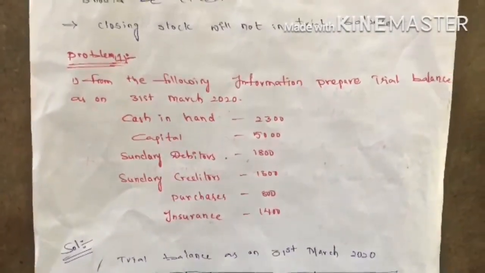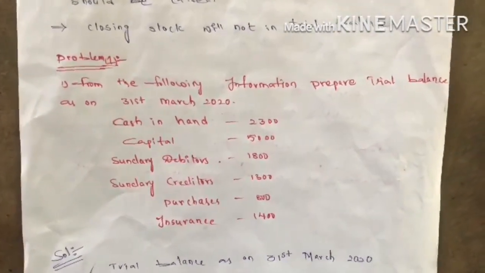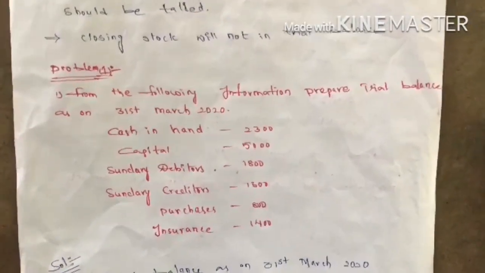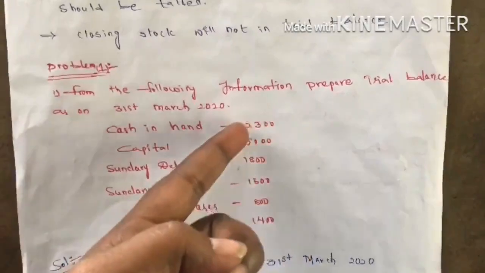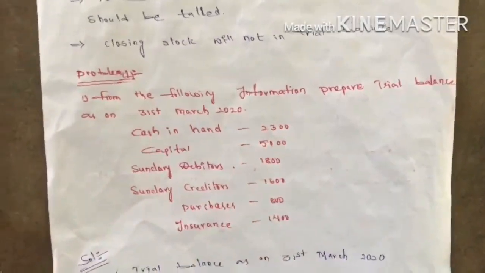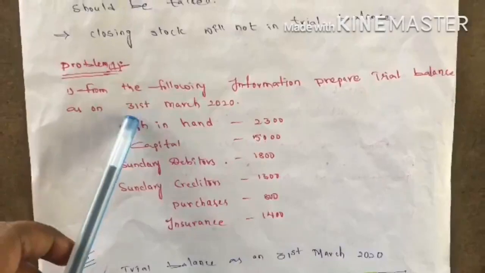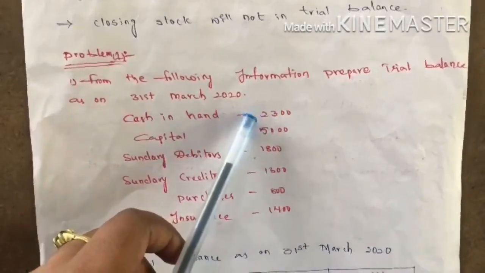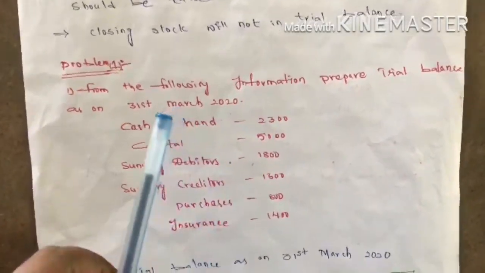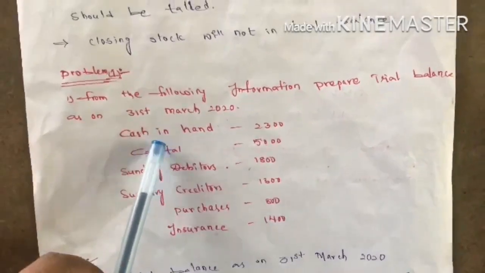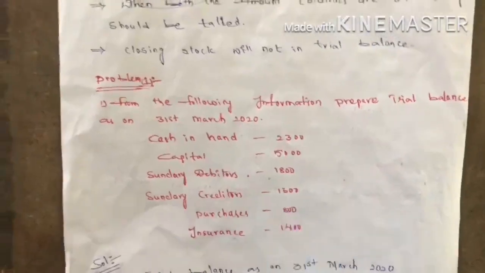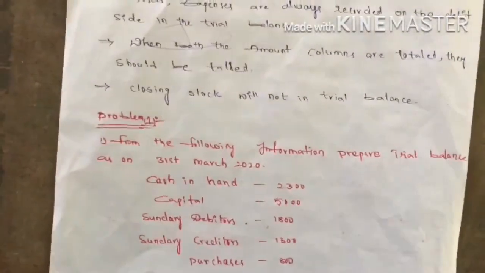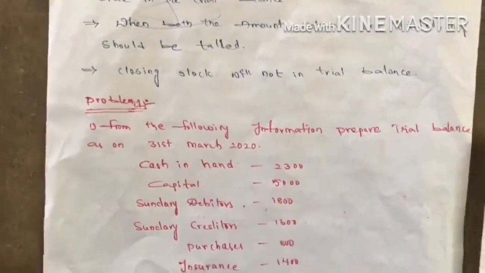From the following information, prepare the trial balance as on the 31st March 2020. Here some names of the accounts will be there and some amounts will be there. You can remember the rule of debit and credit, and then you can prepare the trial balance. Okay, so first one, cash in hand.